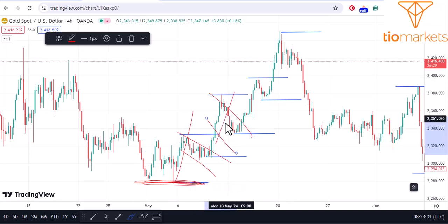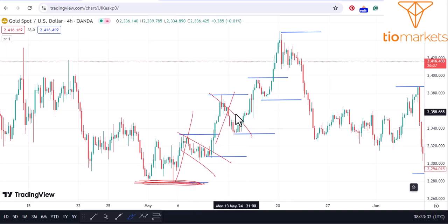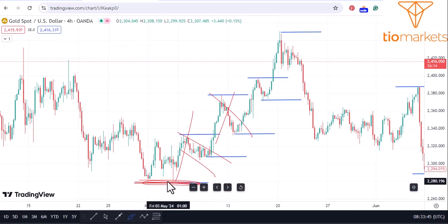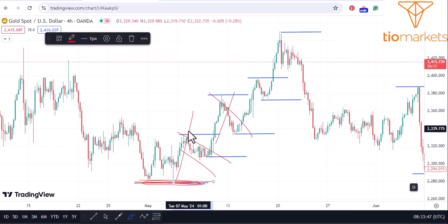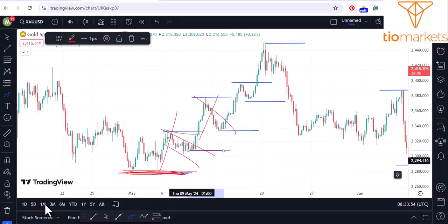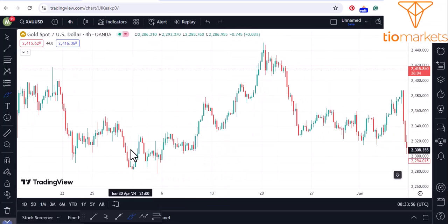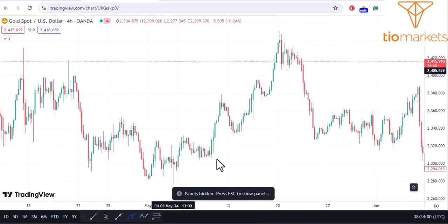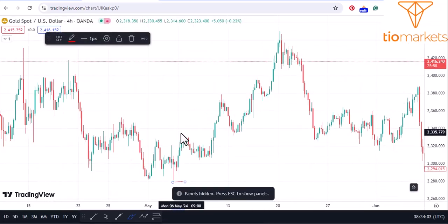You can see I have these blue horizontal lines drawn on my chart. Remember, they depict a low and a high. We have the first low and the first high, then the next low and the next high. Let me delete all of them so that you understand what I'm talking about. Number one, we have this low, then we have this high.